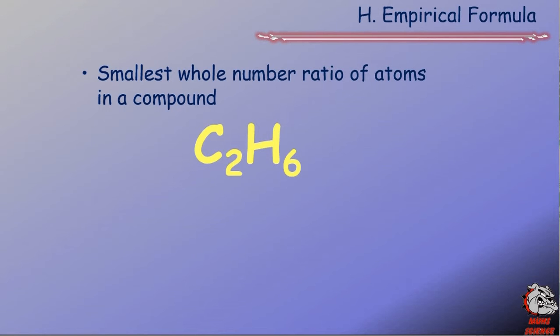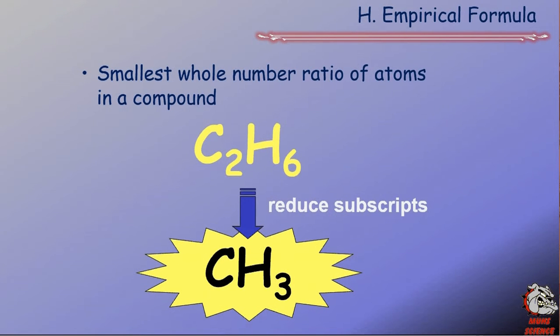So what's an empirical formula? Well, an empirical formula that we can calculate is the simplest whole number ratio of atoms in a compound. So let's say I have a compound like C2H6. Well, that's a molecular compound. It has 2 carbons and 6 hydrogens. And if we want the empirical formula, you reduce the subscripts, so you divide everything by 2. So the empirical formula for this C2H6 compound, the simplest whole number ratio, is CH3.